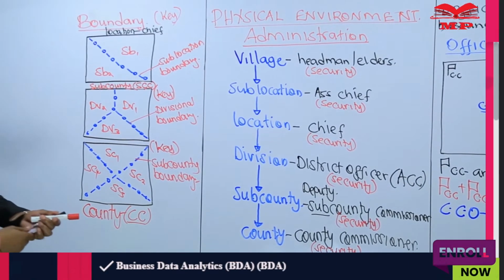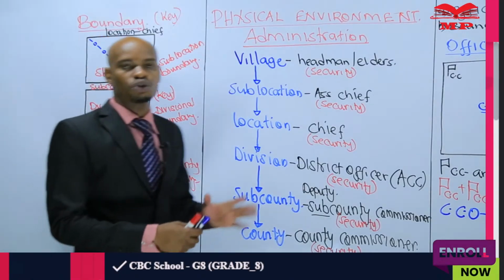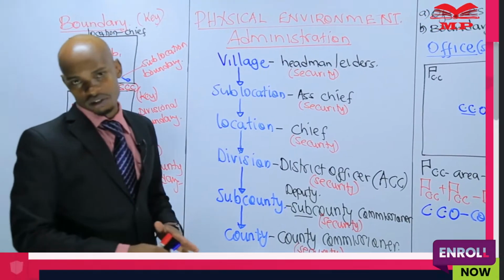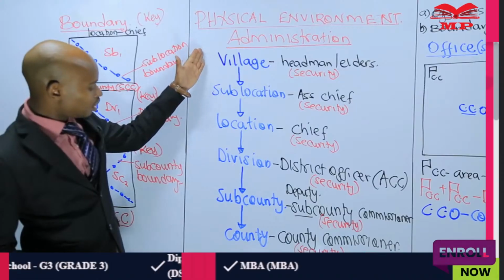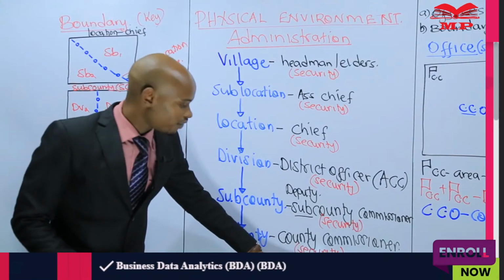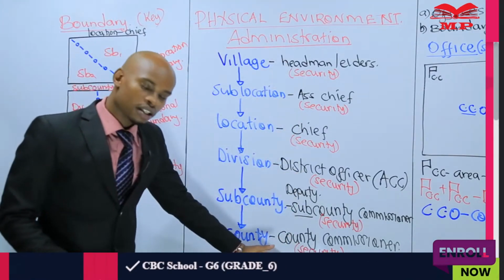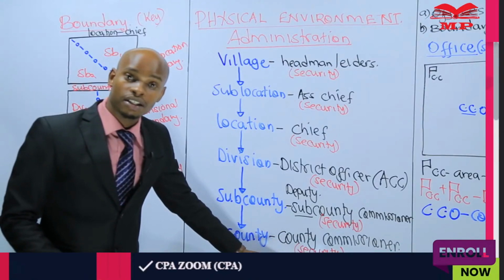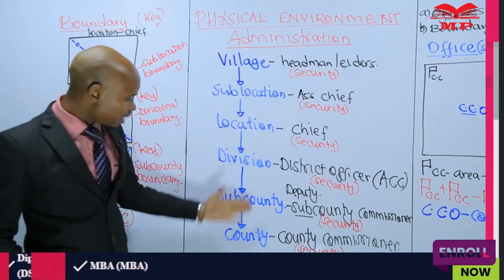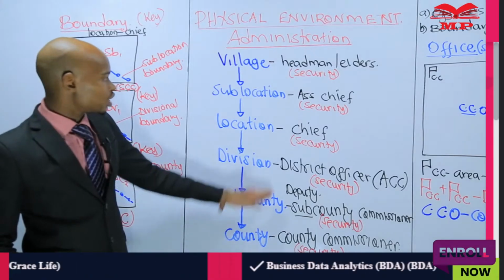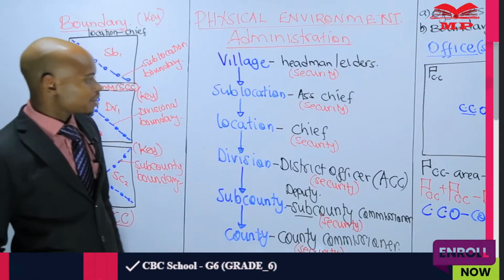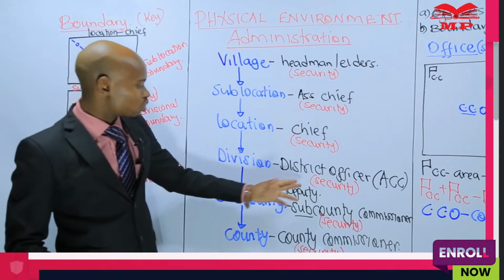Now, that is exactly what you are supposed to know about administration. It's very, very simple. First of all, the hierarchy of administration, all the way from the village to the county, and the administrators. And as I've explained, administrators represent the national government in those specific areas. That is why in our administration, there is nowhere we have written the governor. These are national government administrators, and we have pointed out what they are supposed to do.